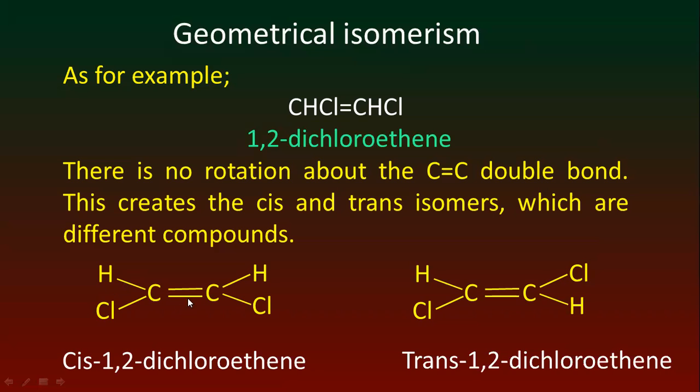Here in the first compound, you see that the two hydrogen groups or two chlorine groups are placed on the same side of the double bond, and the distance between the two chlorine atoms is much closer than in the right one. In the right one, the distance between the two chlorine atoms is more than in the cis isomer. That's why this is called cis and the right one is called trans isomer.